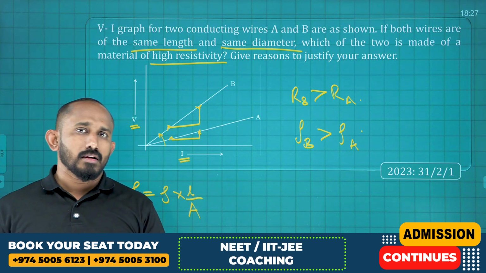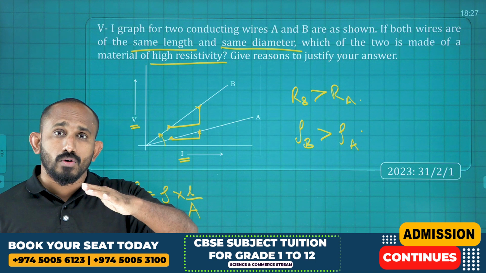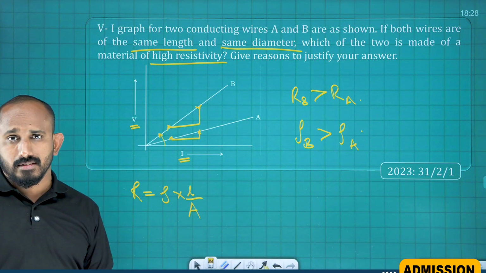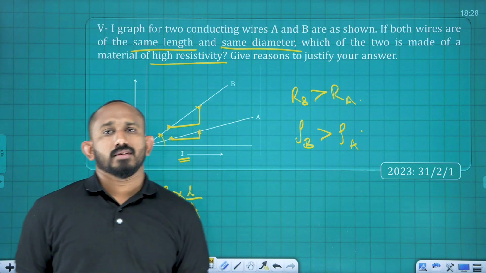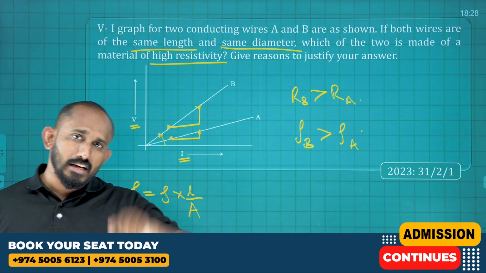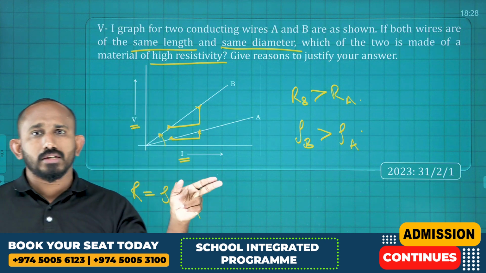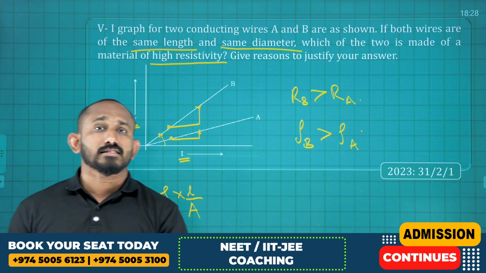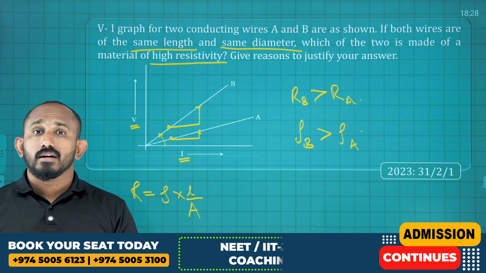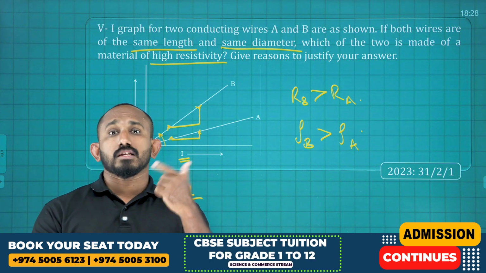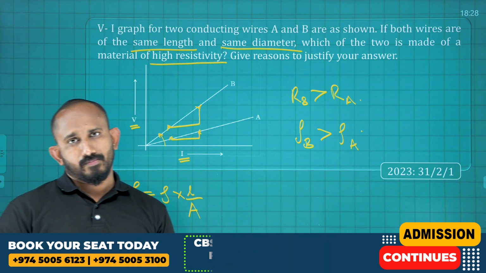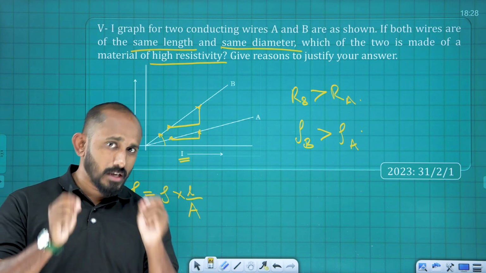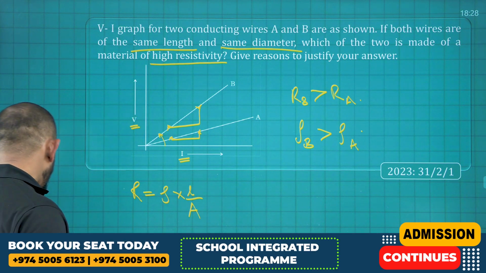So if a VI graph is given and they ask which has higher resistance, always keep in mind the line which is more inclined towards the voltage axis has greater resistance. Suppose it is an IV graph, with current along the y-axis and voltage along the x-axis. Then the line towards the voltage axis also has greater resistance. Their slope will be lesser. The slope will be inversely proportional to resistance, because it is an IV graph. Is that clear? Pause the video and practice it well. Let's move to the next question.